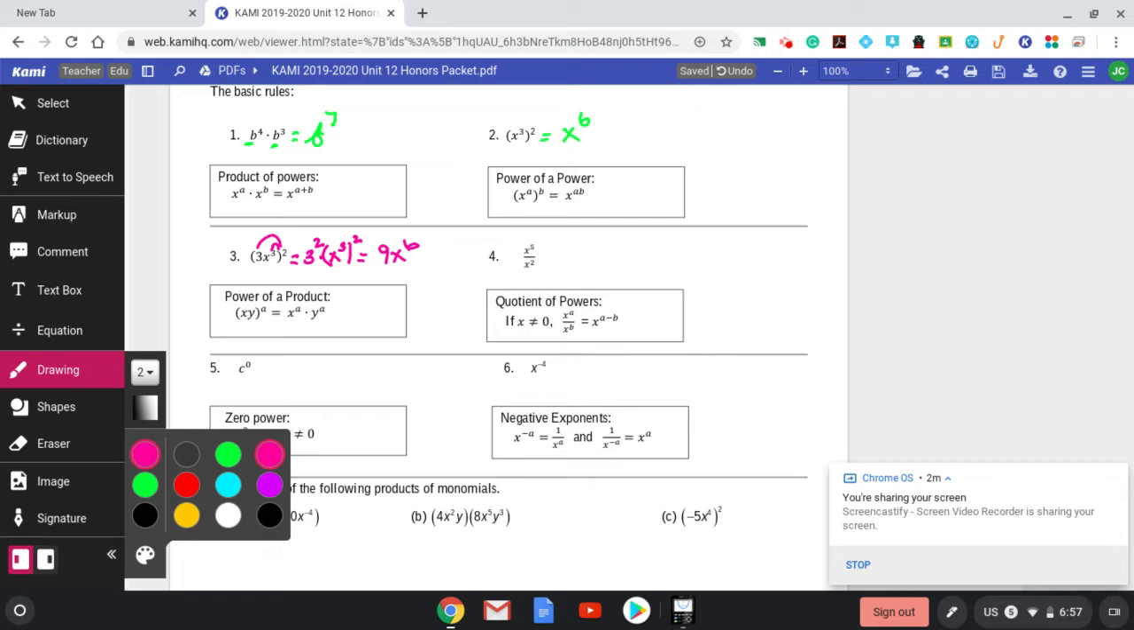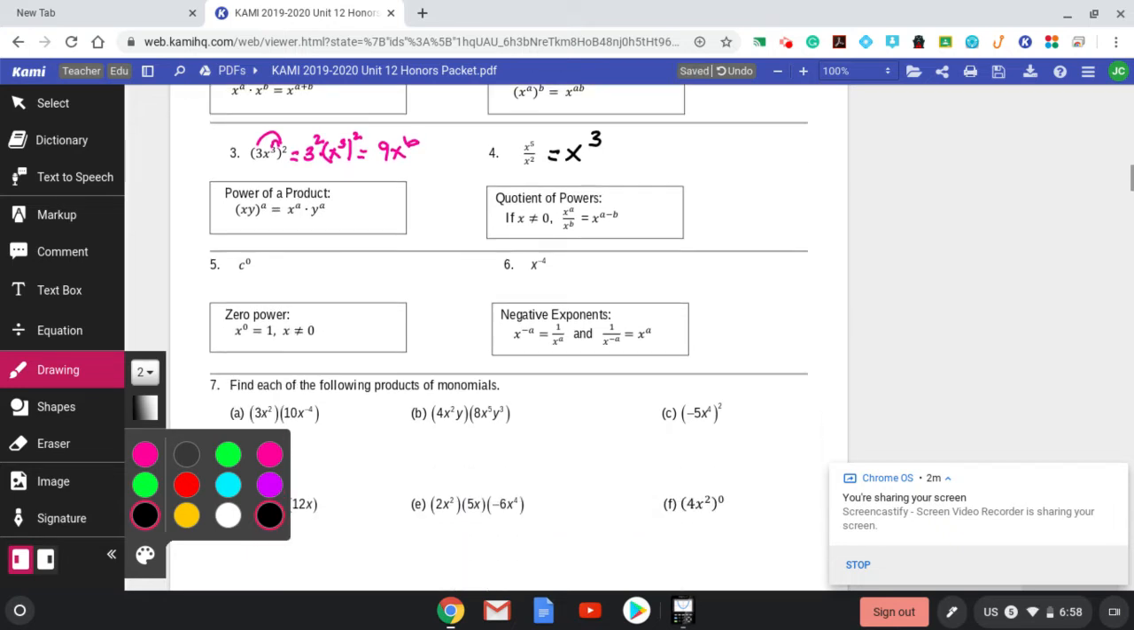Number 4, what happens when we divide? Well, when we divide, we subtract. We subtract the exponents. So this would become x to the 3rd. Hopefully this sounds a little bit familiar to you, just refreshing the memory from last year in Algebra 1. Anything raised to the 0 is always 1. Any base raised to a 0 is always 1.